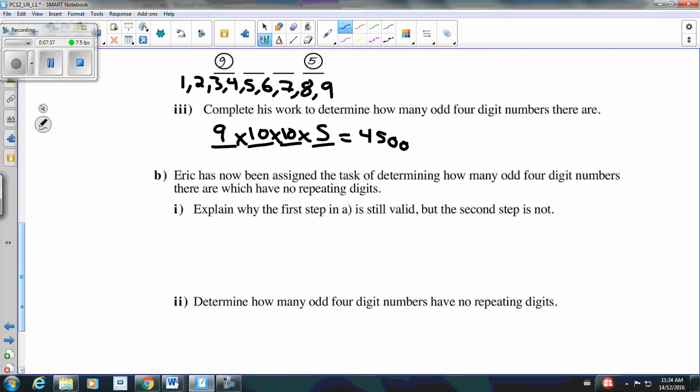Eric has now been assigned the task of determining how many odd 4-digit numbers there are which have no repeating digits. Explain why the first step in A is still valid, but why the second step is not. So the last digit must be odd. Remember we said there were 5 possibilities. The first digit we know cannot be 0.